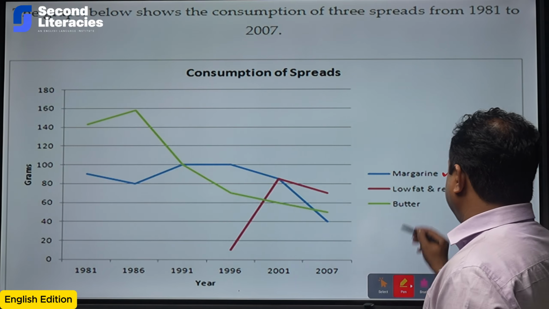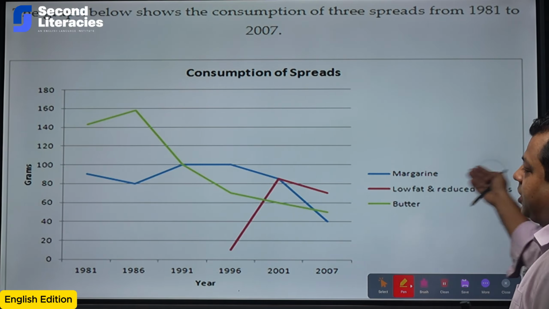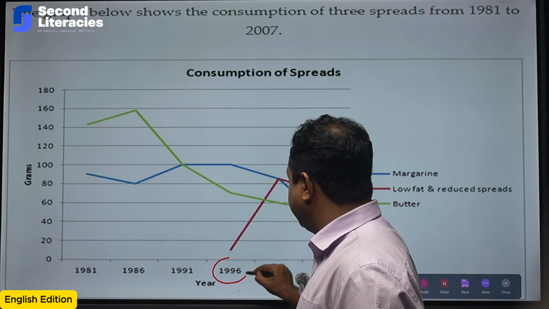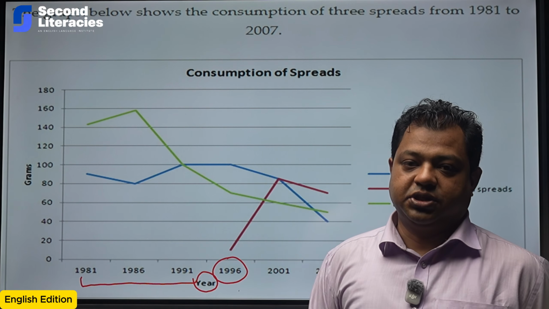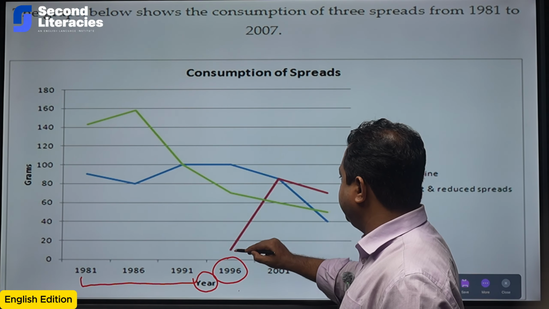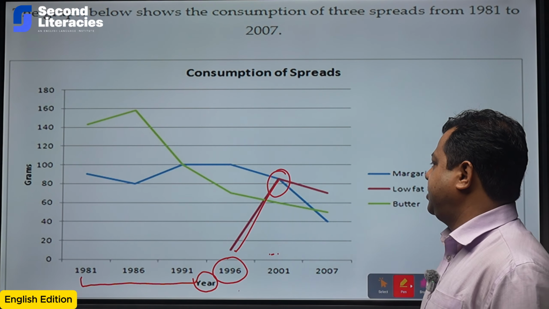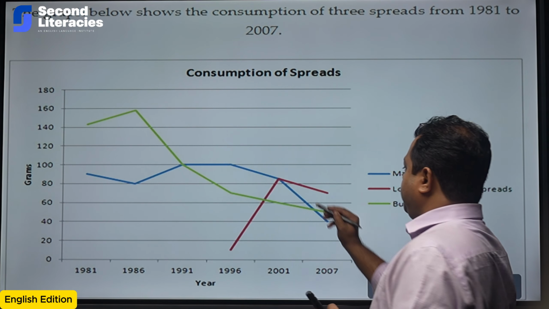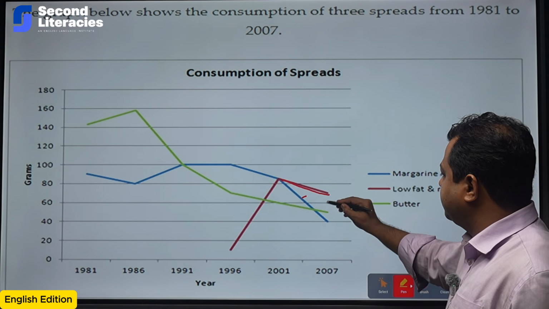On the other hand, the low fat and reduced spreads were not very common among people. They started in 1996, which is 15 years later than the butter and the margarine. After coming to the market, it immediately rose, and in the next 5 years it reached the same level as the margarine. However, it also reduced its consumption in 2007.